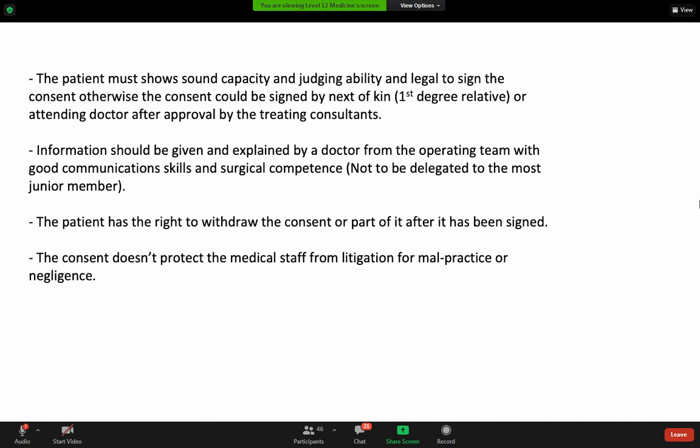So the patient must show sound capacity and judging ability and be legally able to sign the consent. Otherwise, the consent should be signed by the next of kin, a first-degree family member or relative.